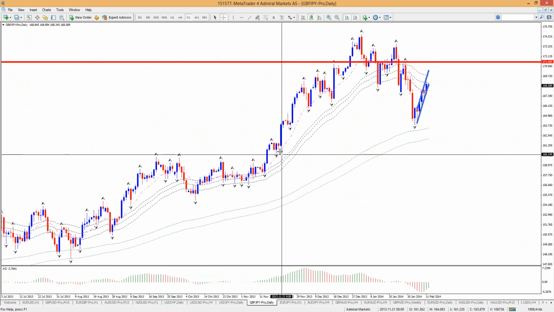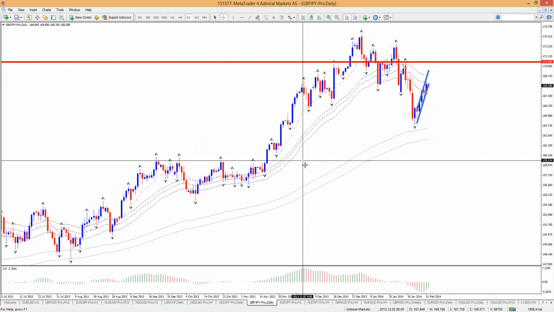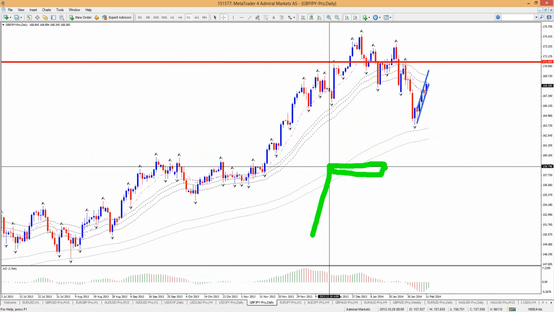Maybe on this pound yen daily, there's a zone right in here after impulse. Of course, the bigger the zone, the better. This is quite small, right? If it's small like that, it's not that strong. The wider it is, the stronger it is, especially if there's a strong impulse as well. The smaller, the less important it is for the market.